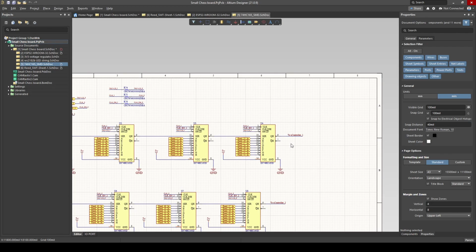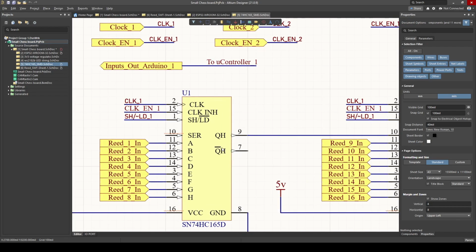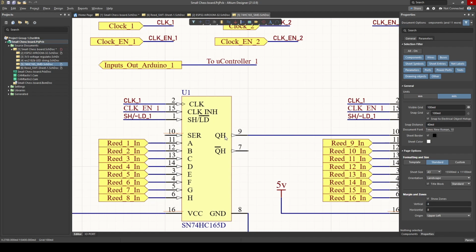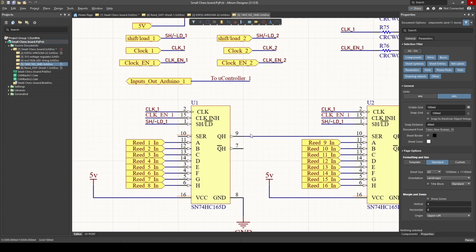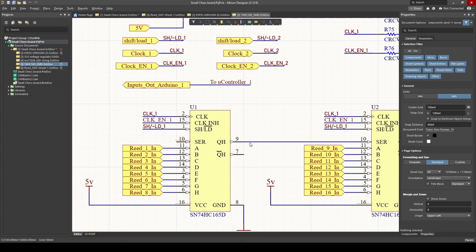That'll explain in programming in the next video. Just something interesting, guys. You see these lines above our letters, like QH. QH is just the output of this chip. The line above actually negates it. So let's say I've got a 1 output here, the negative of QH will be a 0.